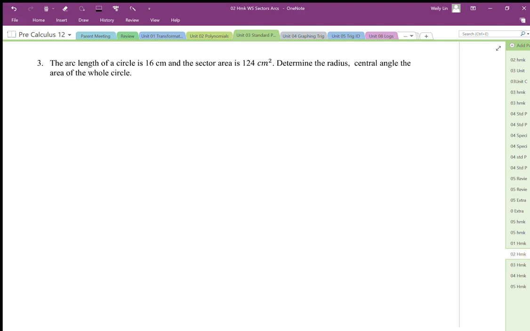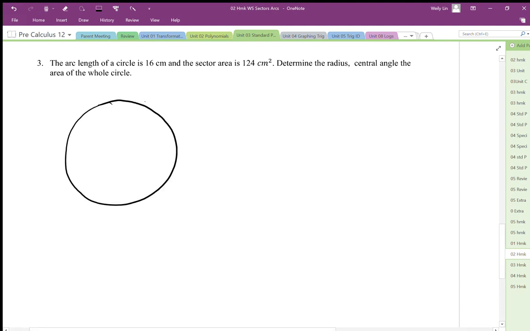In number 3, we're given the arc length of a circle and the area, and we want to determine the radius, the central angle, and the area of the whole circle. First of all, I'm just going to draw a diagram here. I have an arc length of 16 centimeters, and we have an area of 124 centimeters squared.